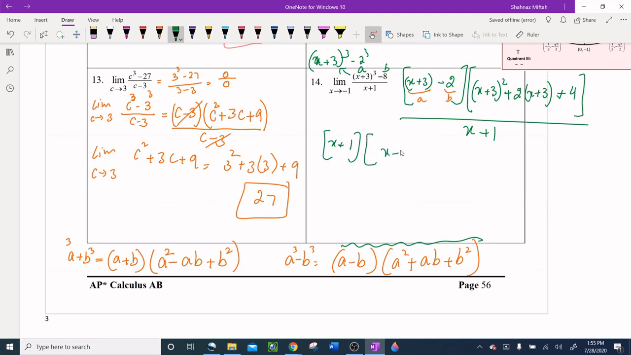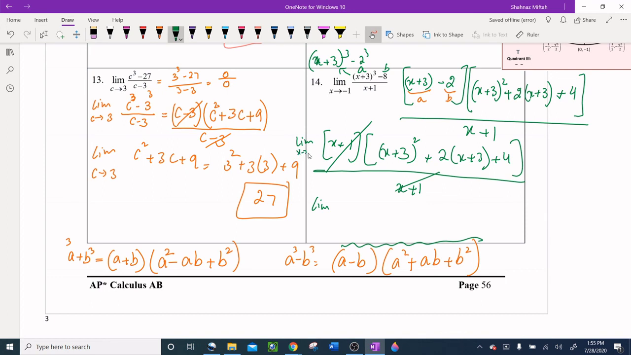And then the stuff that was inside, a square plus ab and plus b square, stays inside. Then we have x plus 1. They cancel out, and I'm left with that, which is limit. I'm going to write that limit x approaches -1, by the way. Now plug in -1 in here. So I'm going to plug in that -1 up here, whatever is left. So -1 plus 3 whole squared, plus 2 times -1 plus 3, plus 4. And when you solve this, it's going to give me 12. So my answer is 12.